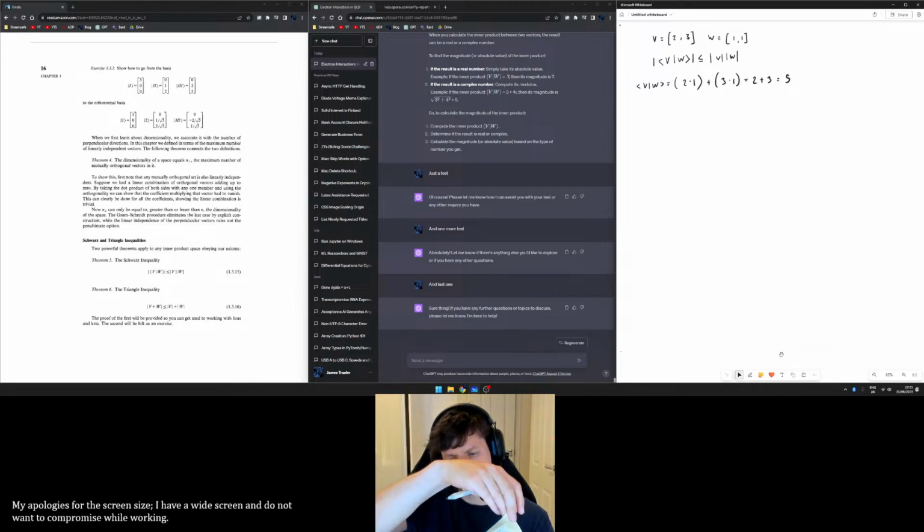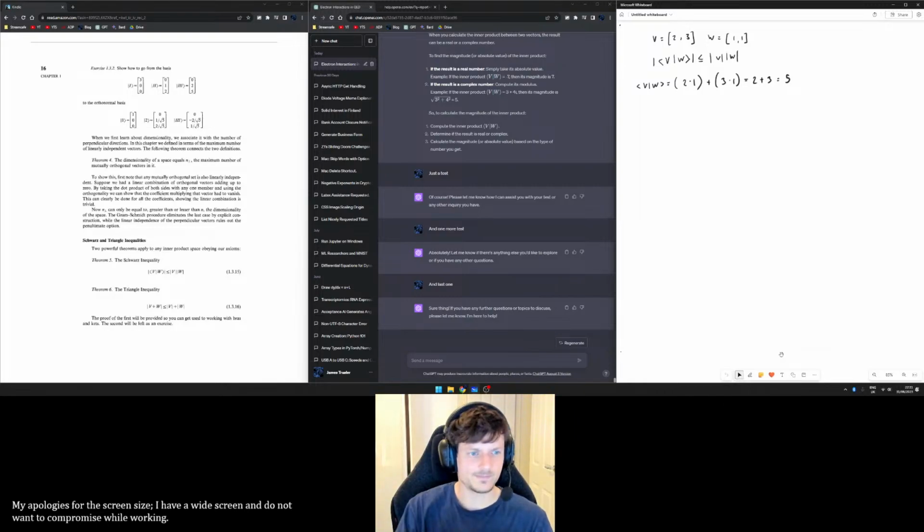I see. No, I didn't make a mistake on this part, at least. Okay. And so then the magnitude of v is going to equal the square root of the inner product of v with itself, right? So then we have, which is equal to, let me just double check this.